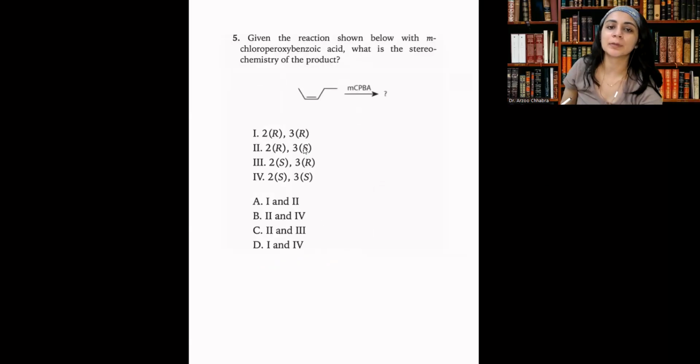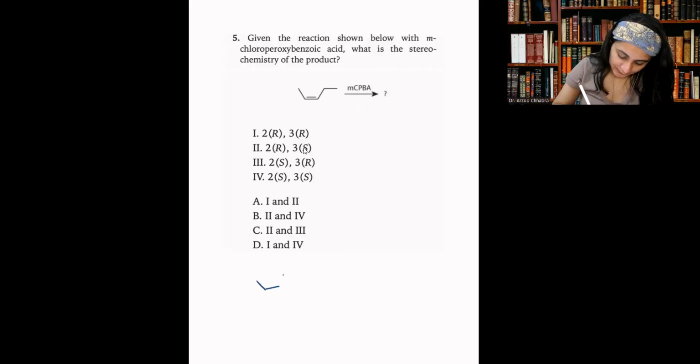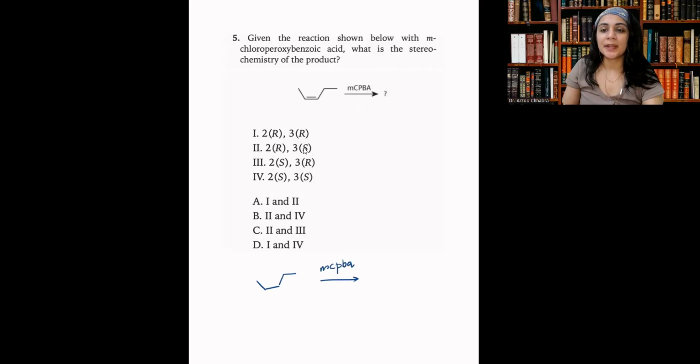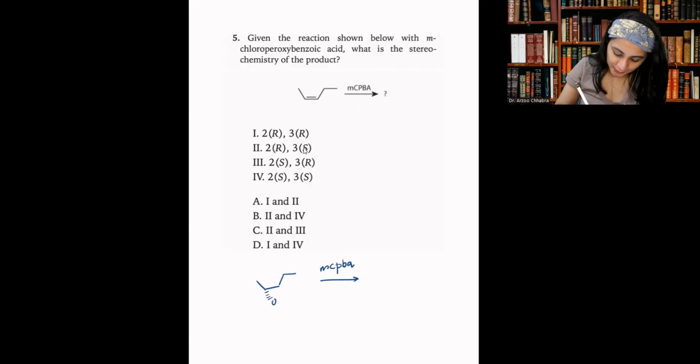Okay, the next problem. Given the reaction shown below with metachloroperoxybenzoic acid, what is the stereochemistry of the product? So if you think about MCPBA, this is a really good question because they're testing whether you understand that when you have MCPBA, we form an epoxide on an alkene. And of course, this is the product here. I should just say MCPBA here.